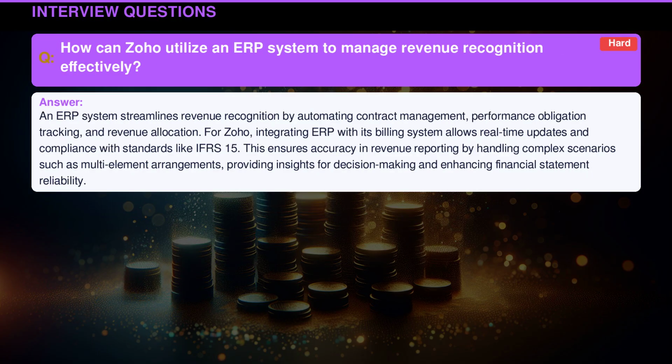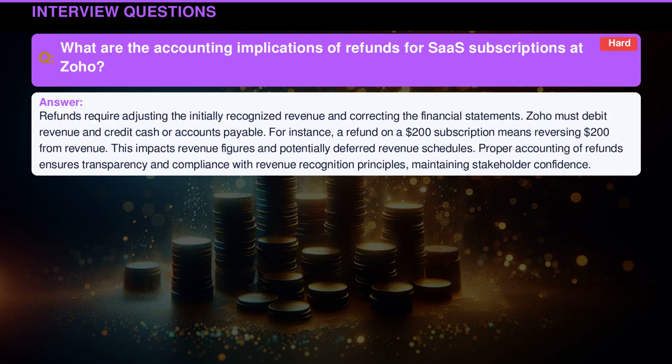An ERP system streamlines revenue recognition by automating contract management, performance obligation tracking, and revenue allocation. For Zoho, integrating ERP with its billing system allows real-time updates and compliance with standards like International Financial Reporting Standard 15. This ensures accuracy in revenue reporting by handling complex scenarios such as multi-element arrangements, providing insights for decision-making, and enhancing financial statement reliability. Refunds require adjusting the initially recognized revenue and correcting the financial statements.